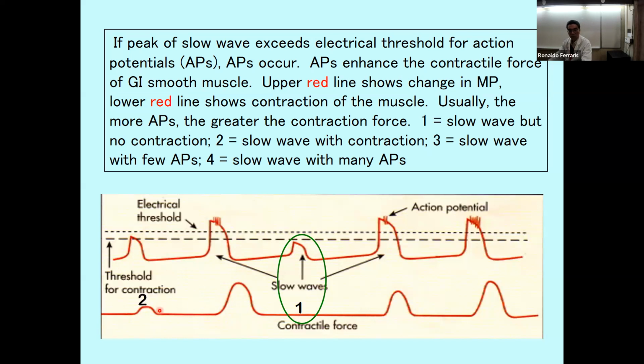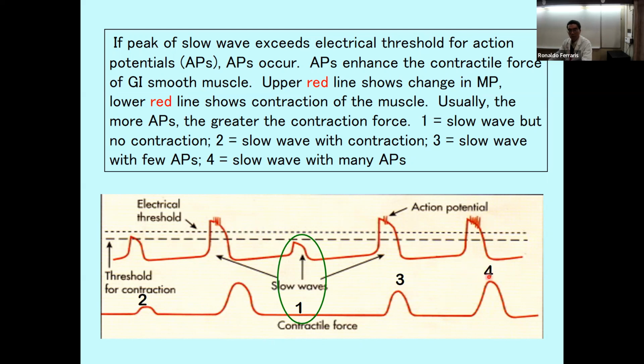Scenario number two, now, it crosses the threshold for contraction and therefore you have a small contraction here. It doesn't cross the electrical threshold. Scenario number three, it crosses both thresholds. Now you have a larger contraction, a more pronounced one. But between this one and this one, there are more action potentials here and here.